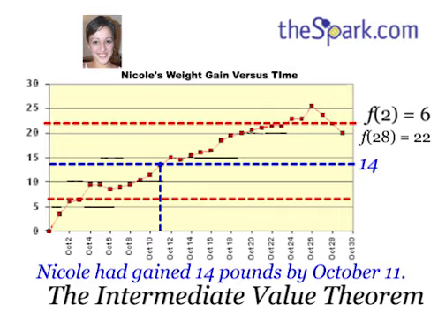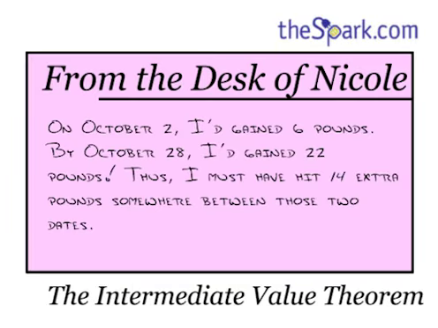Now think about it again. It makes perfect logical sense. If your weight on day 2 is 6 pounds heavier than you started, and on day 28 is 22 pounds heavier than you started, then at some point in between there, you had to have weighed 14 pounds more than when you started.